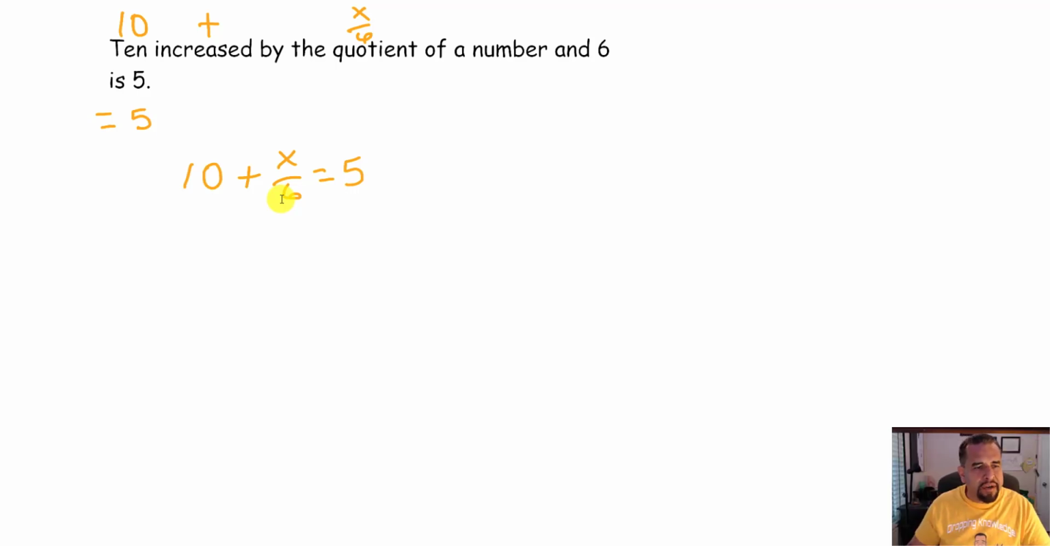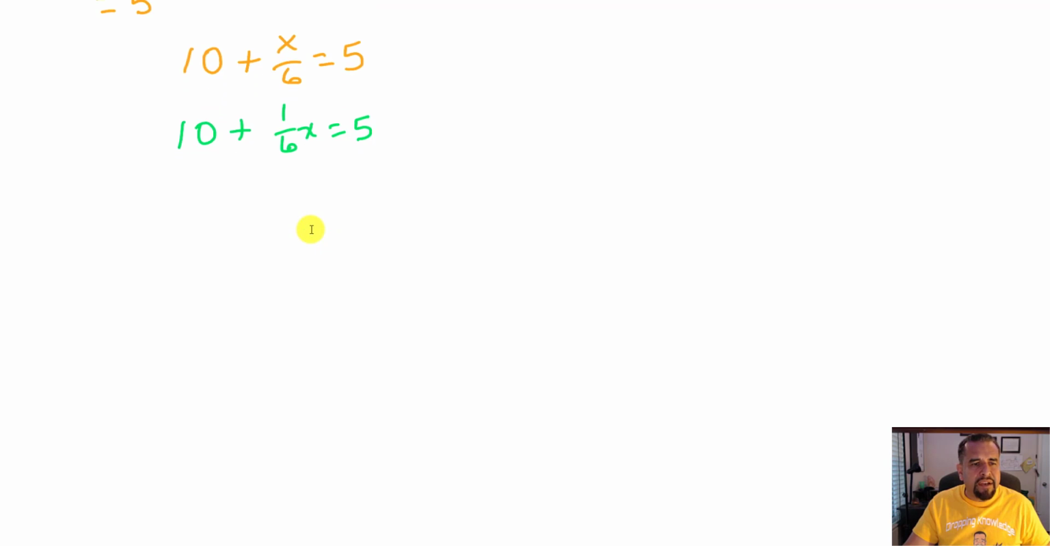10 plus 1 over 6x equals 5. These two are exactly the same. Whatever you feel comfortable with, go ahead and write it that way. You're going to be seeing both of them throughout your education career as you continue to take math classes. Okay? All right, let's take a look at another one.